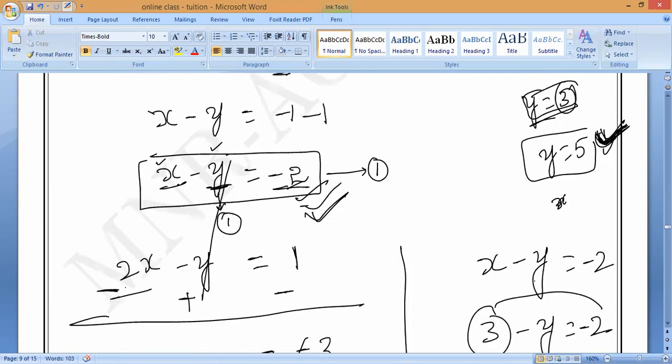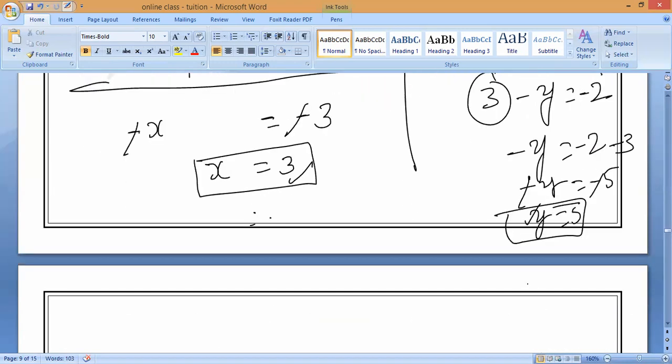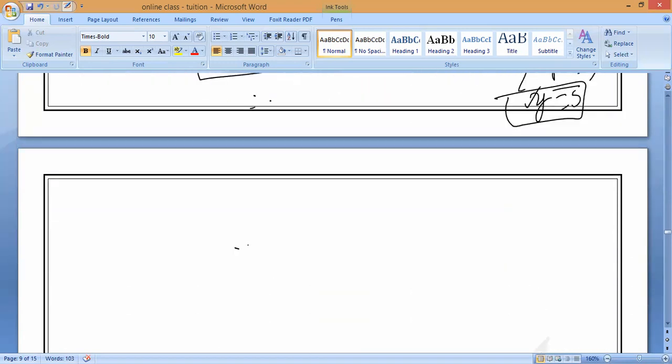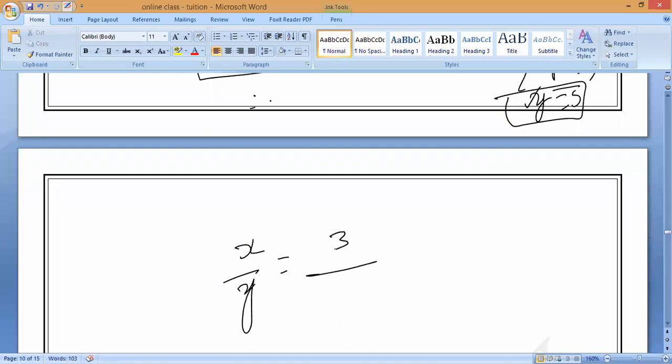What is our fraction? X by y, correct? X by y is our fraction. What is x value? X value 3, y value 5. So our fraction is 3 by 5. Any doubt in this question?